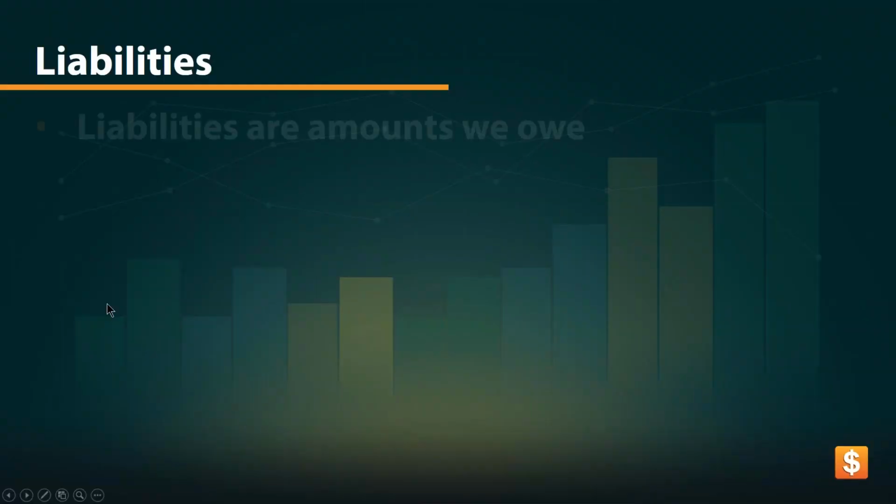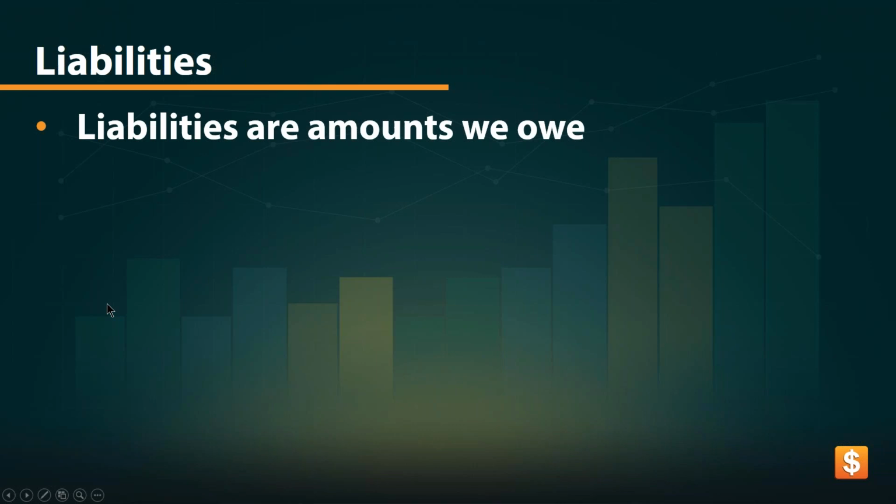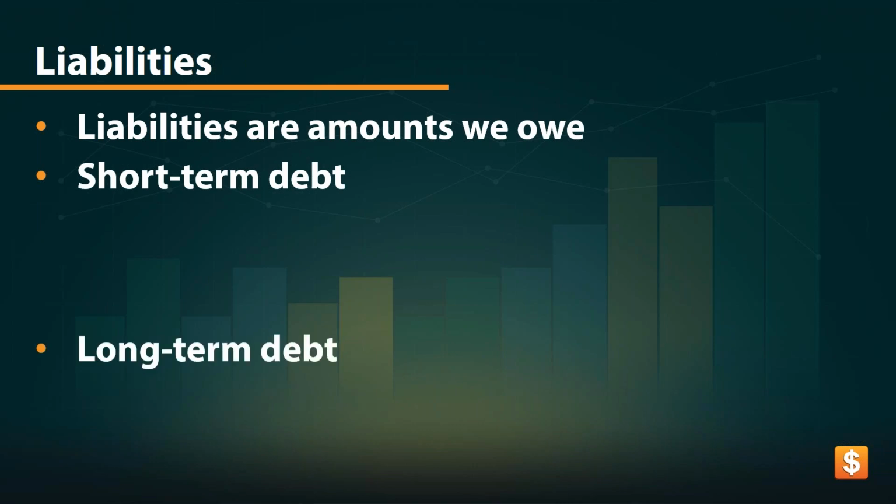So liabilities are going to be amounts that we owe. They're not necessarily debts, even though I'm going to call them debts here. Sometimes it's going to be money that you owe that isn't a debt. It's not something that you went out and purchased on credit and then you have to pay back. Sometimes it's just money that you're holding to pay out later on down the line. So there are two types of liabilities: short-term debt and long-term debt.